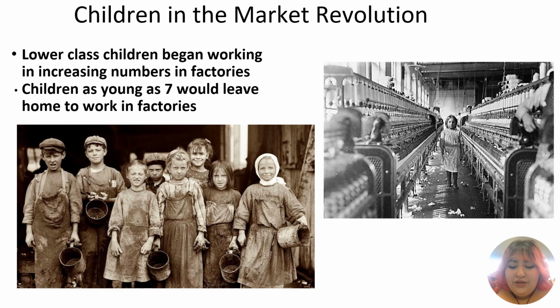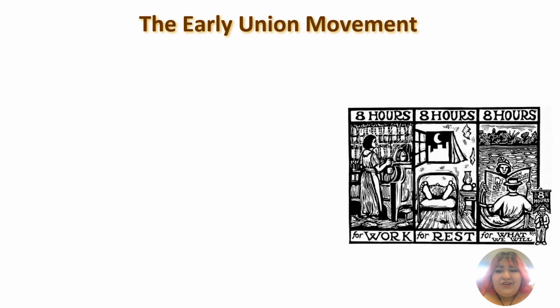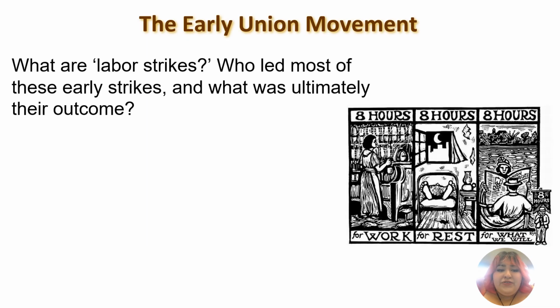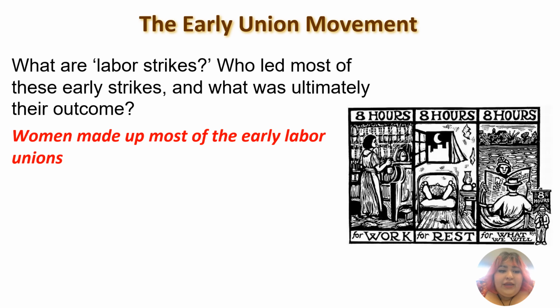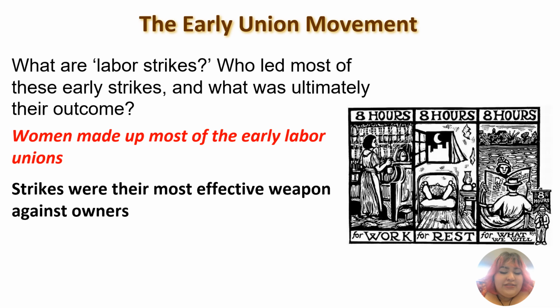And so as a result, we're going to see the rise in the early union movements, right? So this is very much where we see the first labor strikes happen in the country. And these labor strikes are mostly going to be made up by women. They're going to create these unions, and they are basically going to strike against their employers, being their most effective weapon against their employers or owners. Basically saying, if you do not treat us better, we do not work for you. And that's going to ultimately end up harming these business owners, because if their workers are on strike not working for them, then that means that they're not making any money.